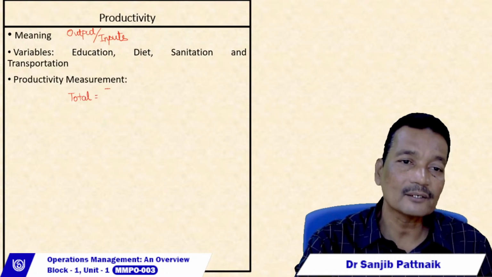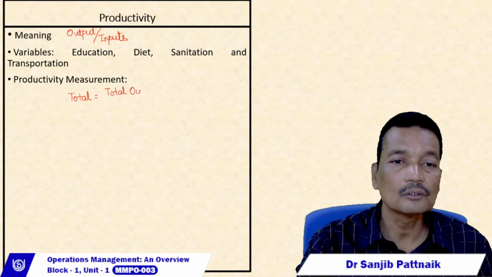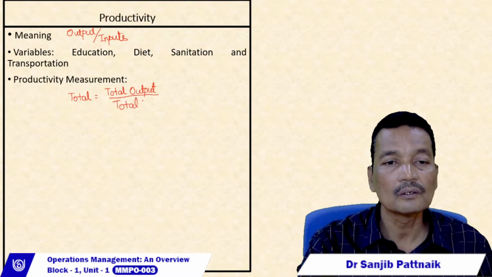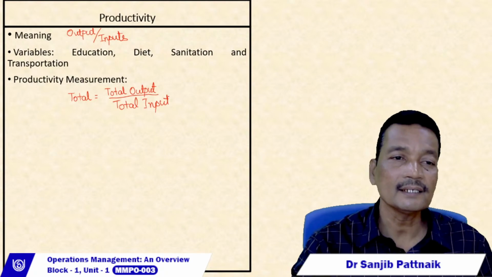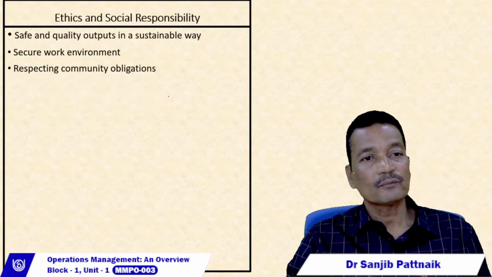Now, when we are talking of productivity measure, we can have total productivity, where we try to measure it as total output divided by total input. And all these are in rupee terms.